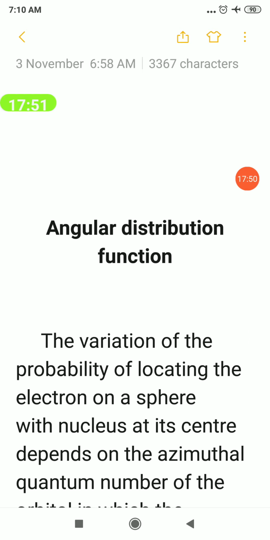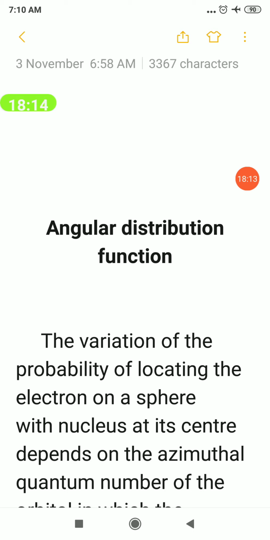Okay? So with this the radial distribution function is over, and now we are going to discuss the angular distribution function. In the radial distribution function, what we have studied is that we compared the probability density with the distance between the electron and the nucleus. Okay? Now the angular distribution function.